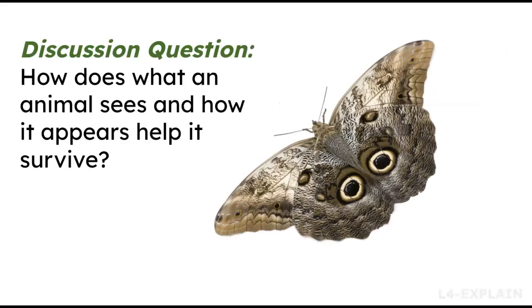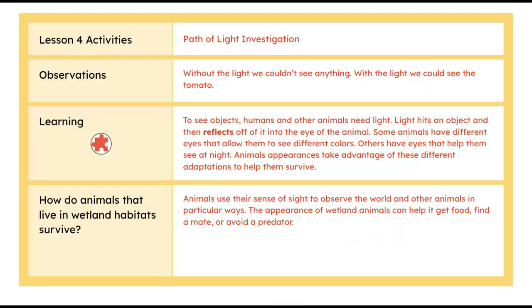For the Explain portion, you'll bring the class together and lead a discussion about students' observations from the investigation. You'll use the provided questions to guide your discussion around the question, how does what an animal sees and how it appears to others help it survive? The goal of this class discussion is to analyze observations and identify that to see objects, light shines onto them and is reflected into the eye. You'll use this discussion to create the Lesson 4 summary chart.